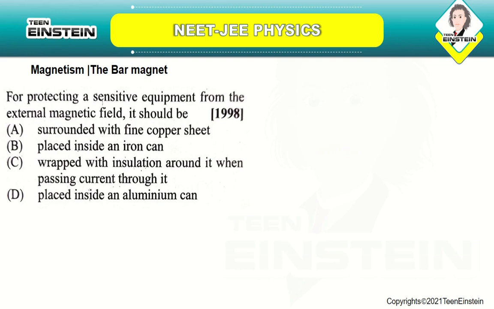Usually what happens is, when you have to protect a material from an external magnetic field, it should be placed inside an iron core, which will act as a magnetic shielding. So, the correct answer is option B, placed in an iron can. This will behave like a magnetic shielding and protect the material from the external magnetic field. It is a very simple, direct question.